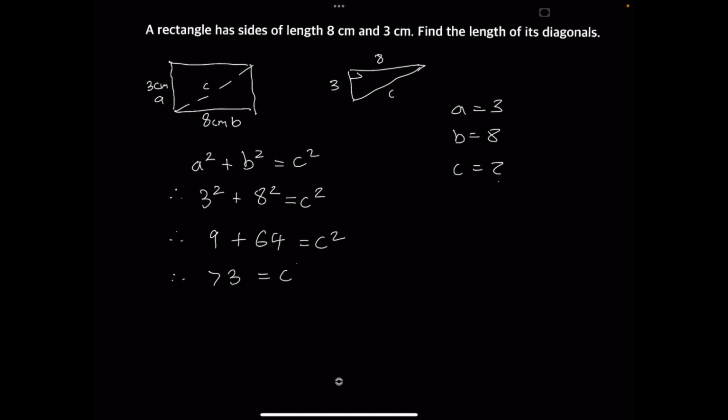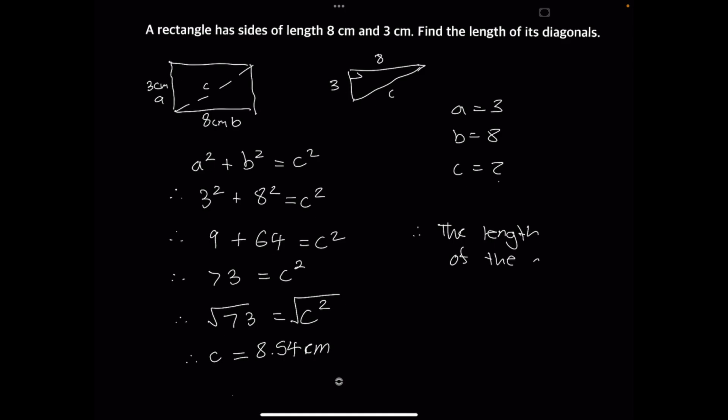73 equals C squared. Take the square root of 73 to work out what C is. C is 8.54 centimeters. So we can write, therefore, the length of the diagonal is 8.54 centimeters.